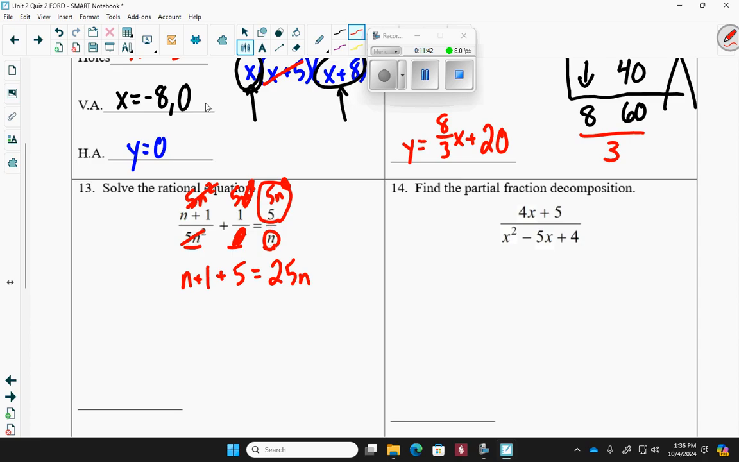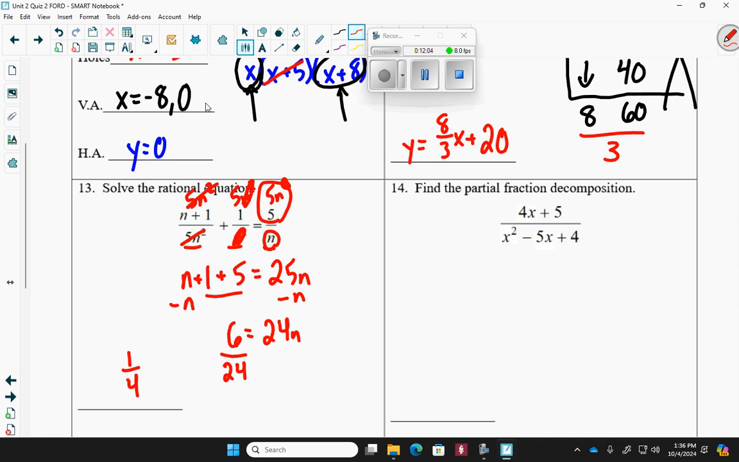All right? So from here, we're just going to do basic algebra. I'm going to subtract n, and I'm also going to go ahead and add 1 plus 5. So that's 6 is equal to 24n, divide by 24, and then when I reduce, my final answer is going to be 1/4. So 1/4.